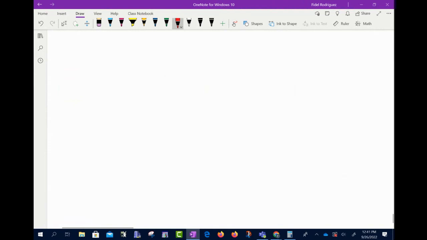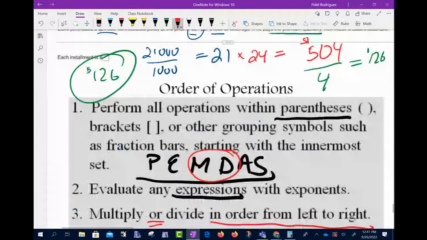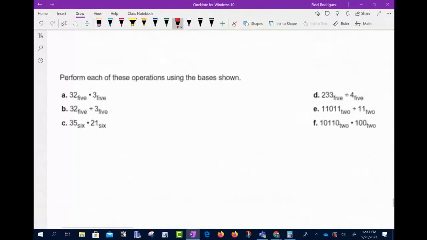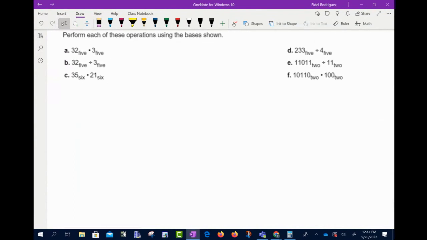Okay. So look, y'all, let's come back up here and let's finish off these other problems that I hadn't done yet. Okay. And so what I want to do here, it says, perform each of the operations using the bases shown. Okay. So y'all, again, a lot of times when we're dealing with different bases, it kind of gets a little confusing, or it can be confusing. So I really want to take my time with these problems. What I'm going to do first, y'all, I'm going to do the ones where I have to multiply first.